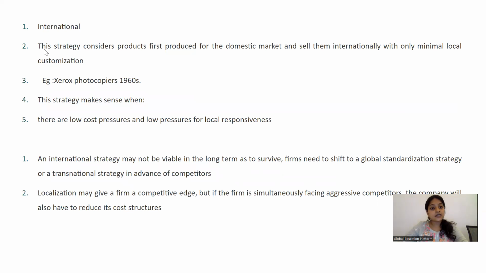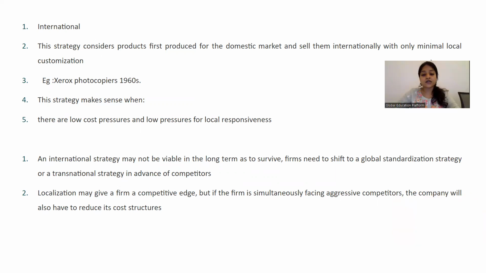Then international. This strategy considers products first produced for a domestic market, and then sells them internationally with only minimal local customization. This strategy makes sense when there are low cost pressures and low pressure for local responsiveness. An international strategy may not be viable in the long term, as to survive, firms need to shift to a global standardization strategy or transnational strategy in advance of competitors. So in order to get competitive advantage, that shift has to be made.